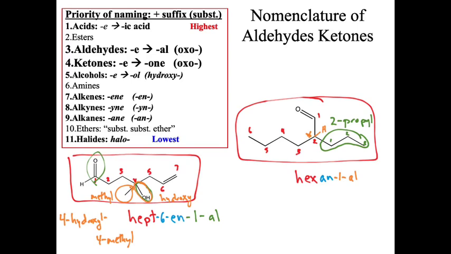Do I have a need for R and S? Yes, because I do have a stereocenter at 4. But it's not specified again, so we don't have to specify the R and S. We would need to see those wedges and dashes, or at least a wedge or dash, to deal with that R and S. Make sense? We good? Cool.